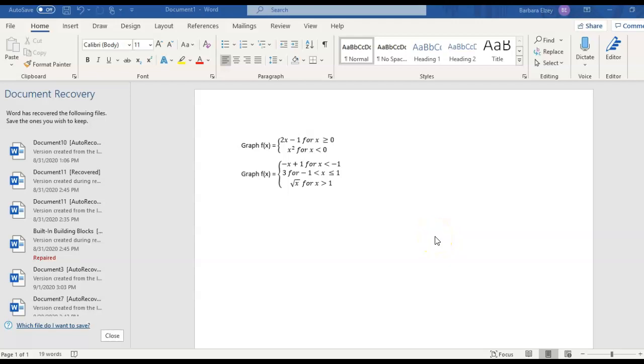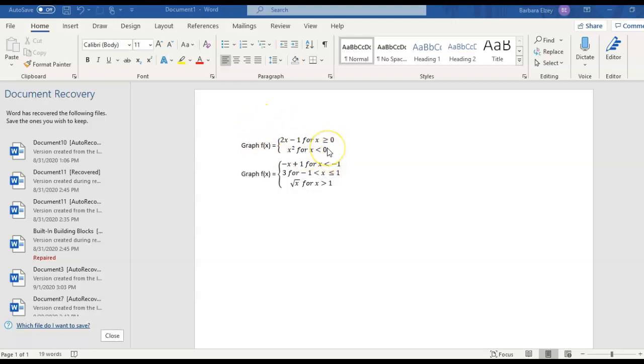So in this section, we're going to do something called piecewise functions. Piecewise functions have pieces. So I want you to notice this first one, f of x equals, and we have two different pieces: 2x minus 1 if our x values are greater than or equal to 0, and x squared if our x values are less than 0.